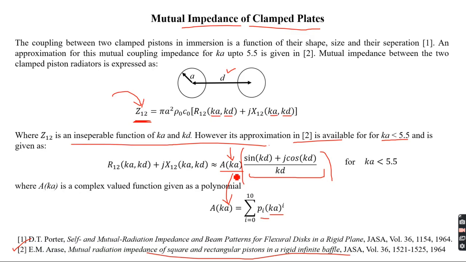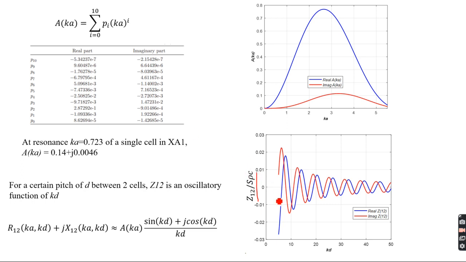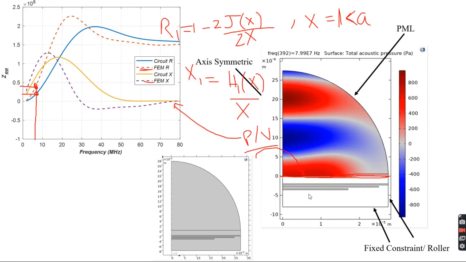R12 normalized with rho c times the area S, where rho c is the characteristic impedance of the medium, it's an oscillatory function which is decaying with increasing distance. But the important thing to note is that Z12 can go negative. You don't have a negative radiation resistance for a single cell, do you? No, you don't. If you look at the blue curve and compare it with the orange dotted one, it doesn't go negative. It's an increasing function of frequency for low frequencies, and then it reaches a plateau region.